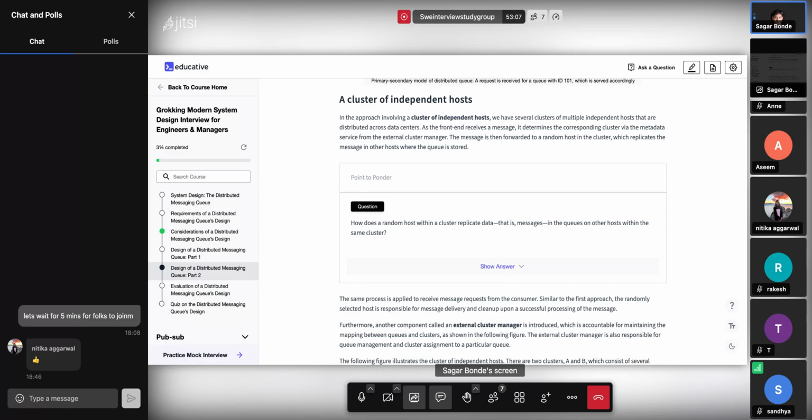There is one thing, that it could talk to the external cluster manager, but can that be done without an external cluster manager?